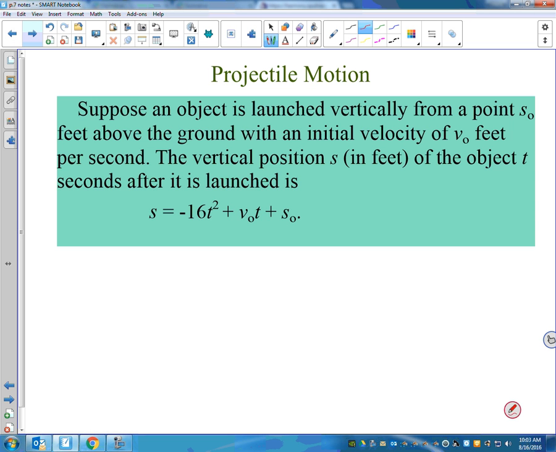All right, projectile motion. If I took this pin, that's projectile motion. It follows the path of a quadratic. So it says, suppose an object is launched vertically from a point s sub 0 feet from the ground with an initial velocity of v sub 0 feet per second. The vertical position s in feet of the object after t seconds that it's launched is... Ooh, that's scary for people.